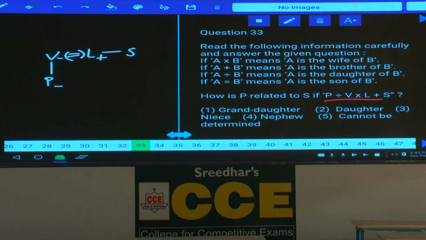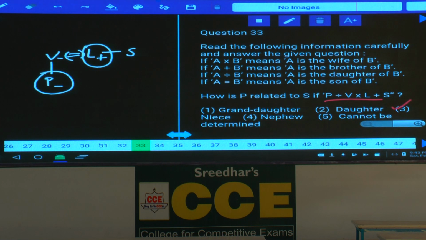Then how is P related to S? Tell me here. S's brother is L, brother's daughter. Brother's daughter means sibling's daughter. Sibling's daughter is niece. That is choice 3. Question number 33, choice 3 is the answer.